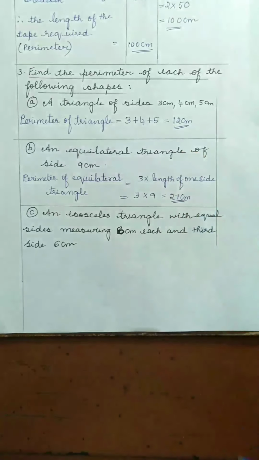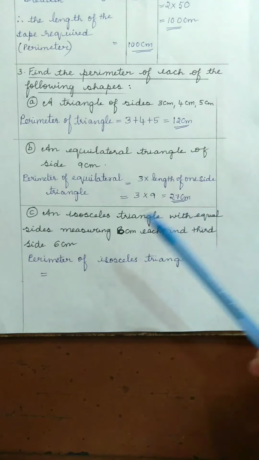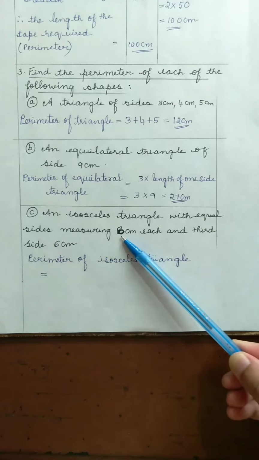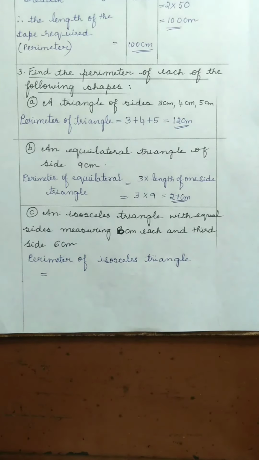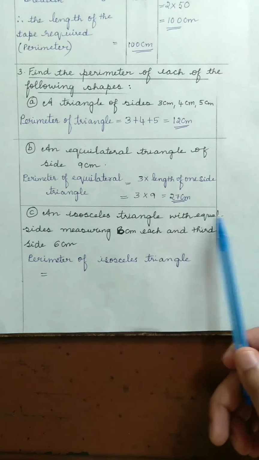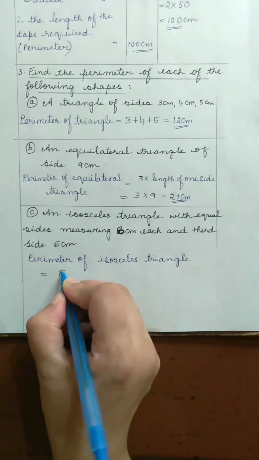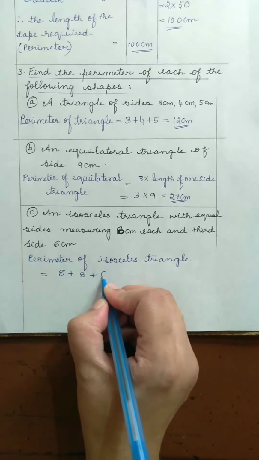for the perimeter of the equilateral triangle. Next, the C problem, in which we have to calculate the perimeter of an isosceles triangle with equal sides measuring 8 cm and the third side 6 cm. We know that in an isosceles triangle, two sides are equal. Therefore, equal sides measuring 8 cm means two sides of the triangle will be equal to 8 cm. Therefore, 8 plus 8 plus the third side measurement, which is 6.